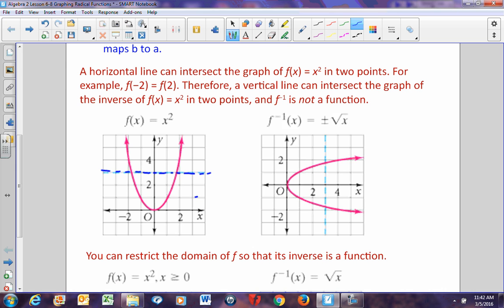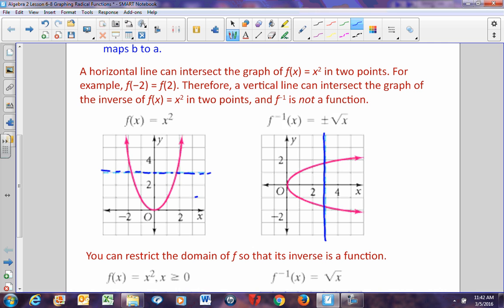So, if you look at it that way, if you rotated that graph 90 degrees clockwise, a vertical line could intersect the graph of the inverse of f of x in 2 points, and therefore would make the inverse of f not a function. Because right here, this would not pass the vertical line test, because the inverse of x squared is plus or minus the square root of x.